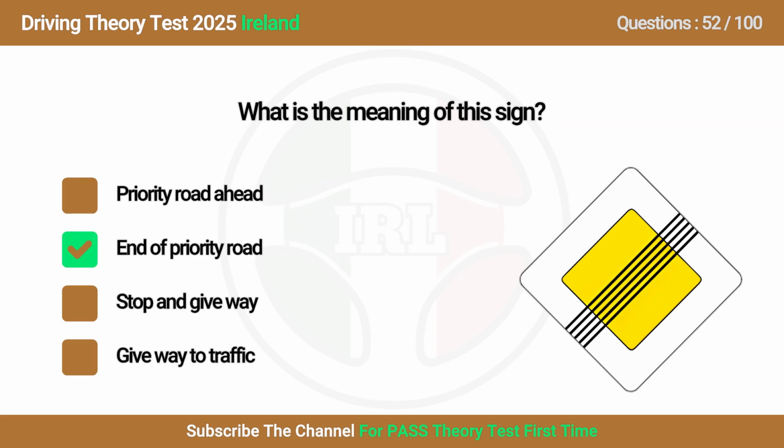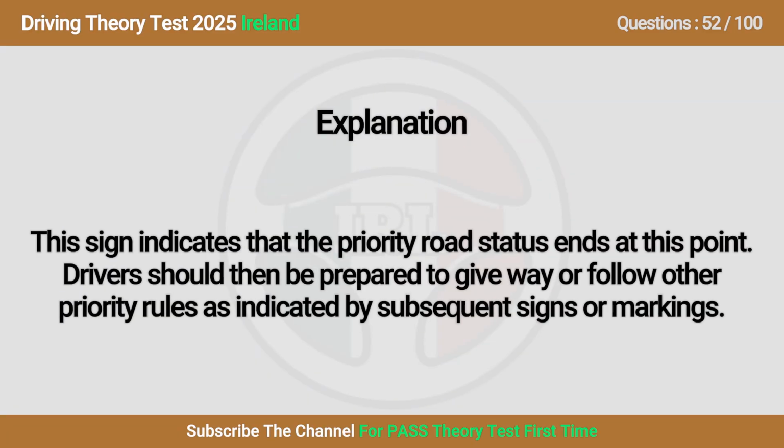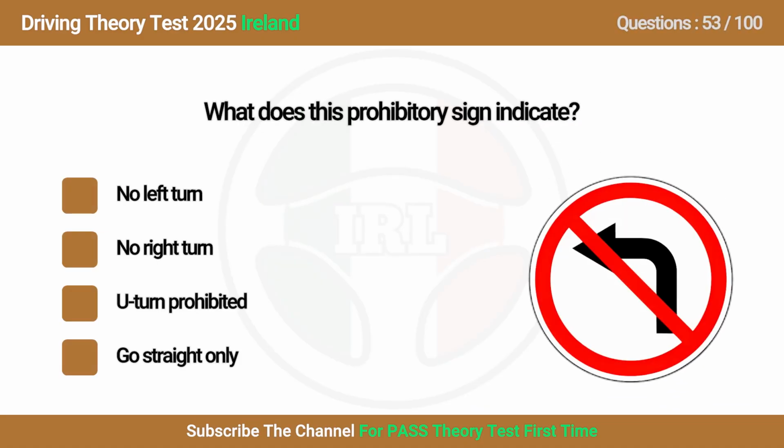Answer is B. End of priority road. This sign indicates that the priority road status ends at this point. Drivers should then be prepared to give way or follow other priority rules, as indicated by subsequent signs or markings. Question 53. What does this prohibitory sign indicate?